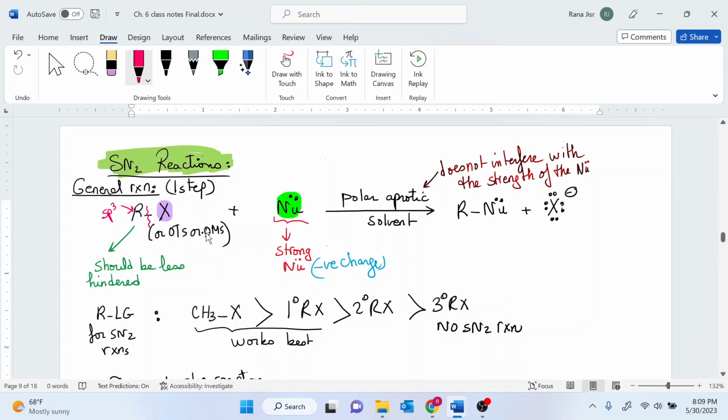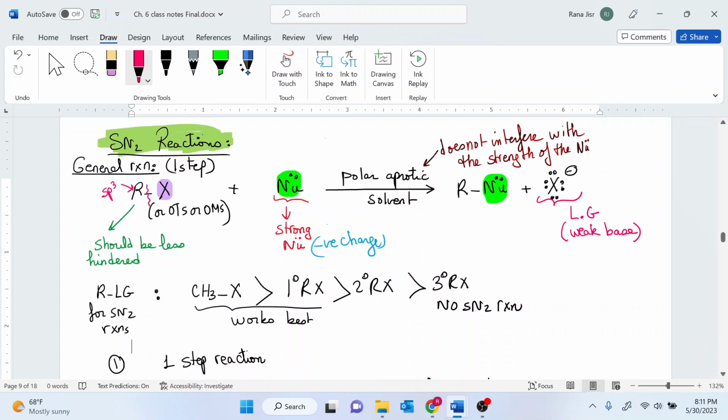The OTs and the OMs are better leaving groups than the halogens. So if they are present in place of the halogen, they will speed up the reaction. So here I'm breaking the sigma bond between the sp3 hybrid carbon and the leaving group, and I am replacing the halogen by the nucleophile. So my product in this case is going to be an alkyl nucleophile and the leaving group. So you're going to end up having your leaving group here, which we set the condition for: a good leaving group needs to be a weak base so that it can leave easily.